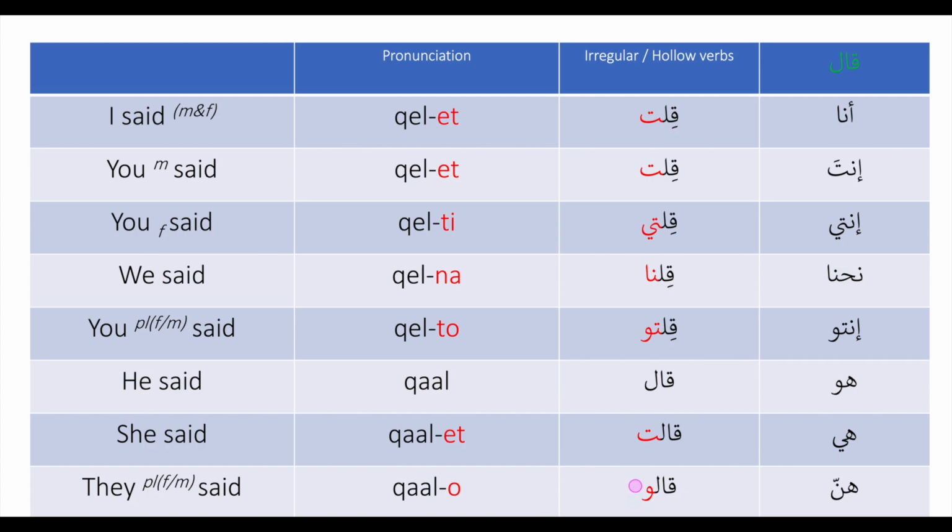Now we'll have a look at the irregular verbs, the hollow verbs. Why do we name it a hollow verb and how do we conjugate it? A hollow verb is a 3-letter root verb. The middle letter is alif, an a. So the middle letter is an alif, as you see here: qal, which means to say.